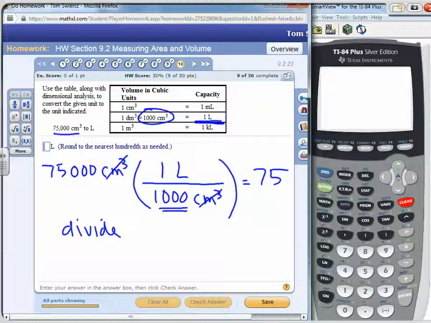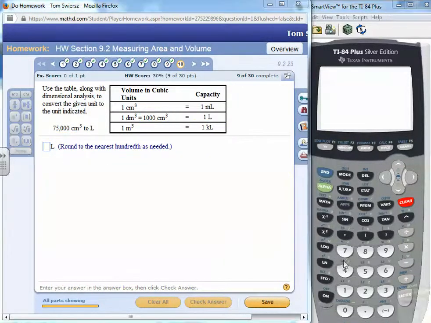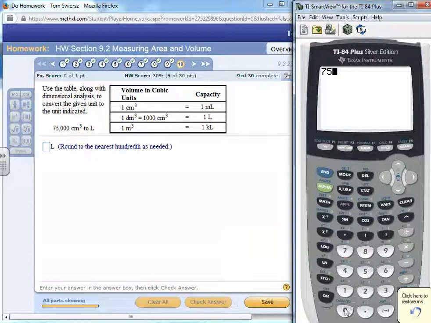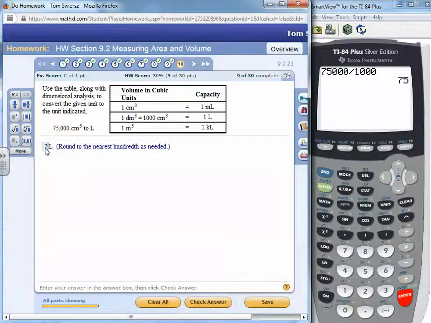If your numbers aren't quite that easy, then you go ahead and use your calculator. But anyway, 75,000 divided by 1,000 is 75, right? And again, we can verify it on our calculator. 75,000 divided by 1,000 is 75 liters.